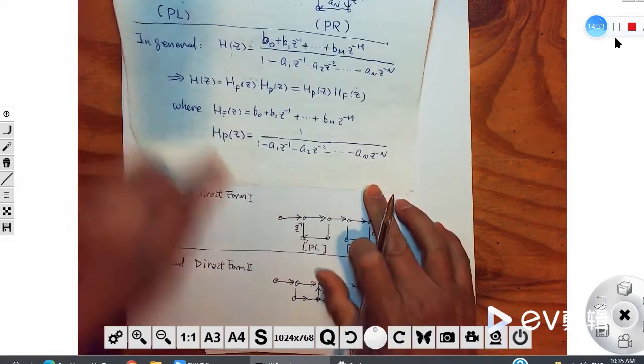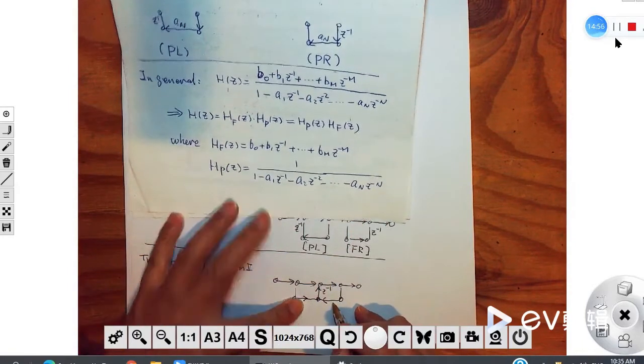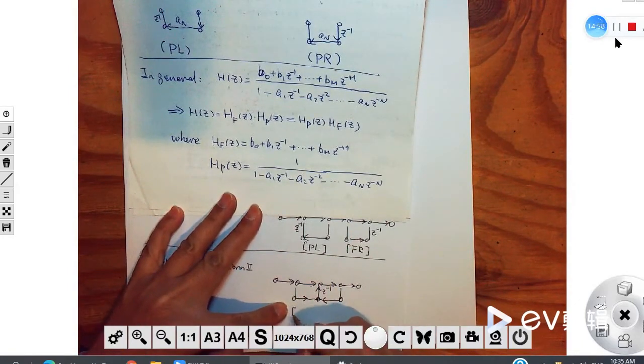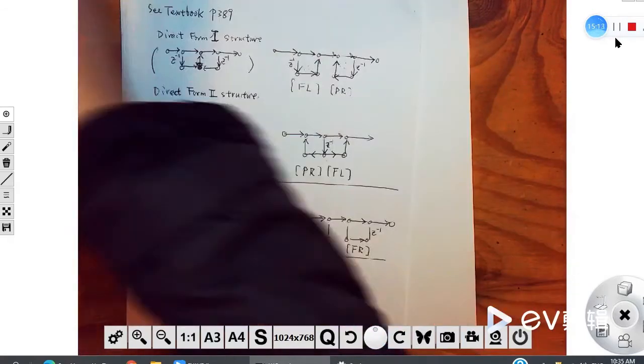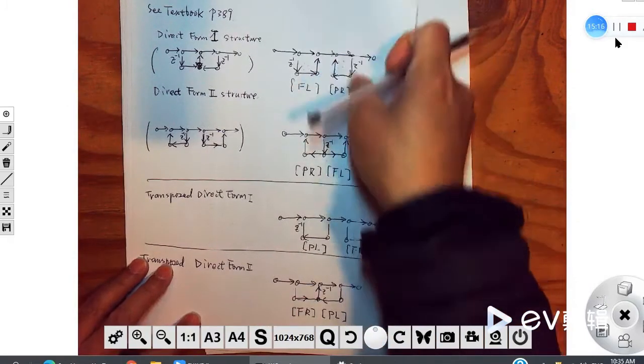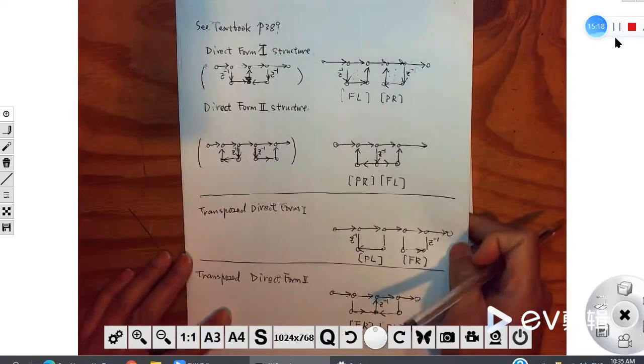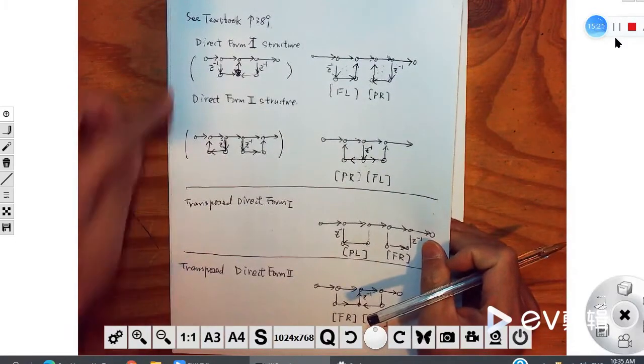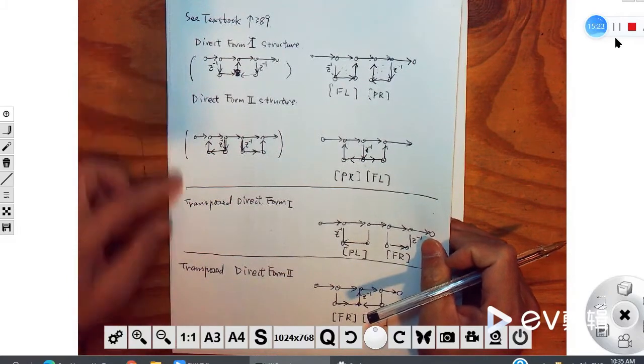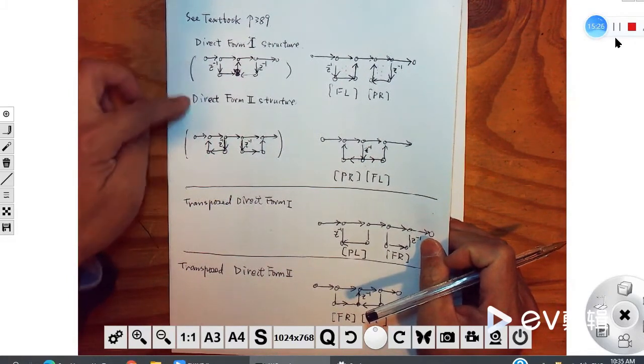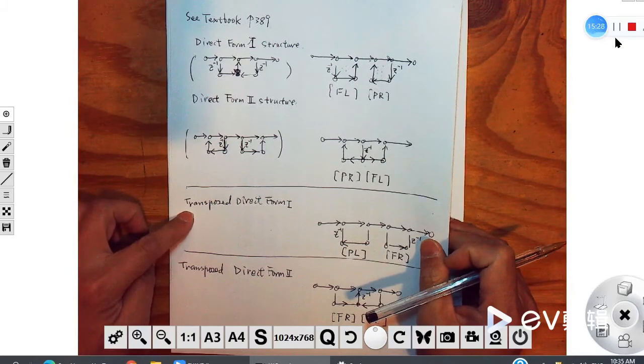And this one, we have, this is forward. Right? So this is a forward and delay on the right side. And this is the backward, opposed part, and the delay on the left side. Okay, so we have these four. The direct form. All of them are direct form. They are the original direct form. These two we call transposed direct form.